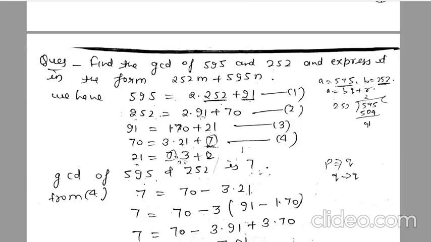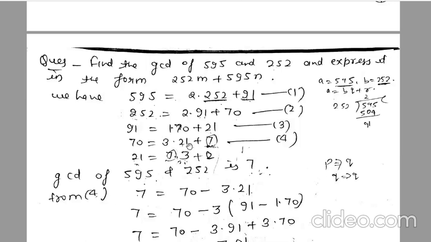70 divides 91, then you will get remainder 21 here. So 91 equals 1 into 70 plus 21, because it will divide only one time. And next step you will find 70. So write 70 in terms of 21. 21 divides 70 three times. So quotient is 3 plus remainder is 7.